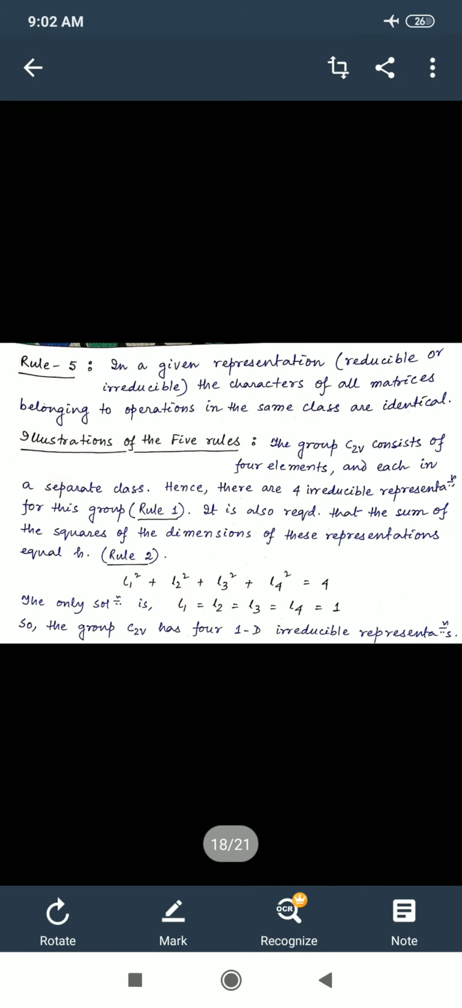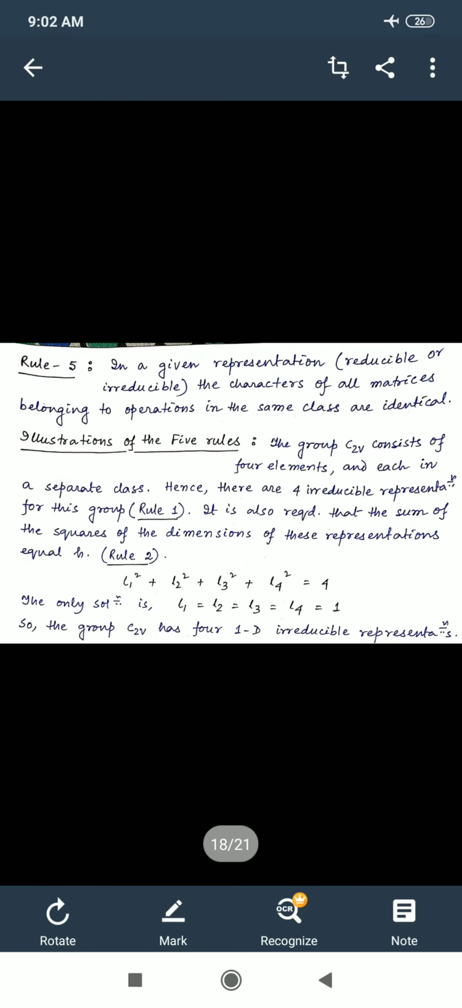Then I go to rule number 5, the last rule which we get from the great orthogonality theorem. In a given representation, reducible or irreducible, the characters of all matrices belonging to operations in the same class are identical.